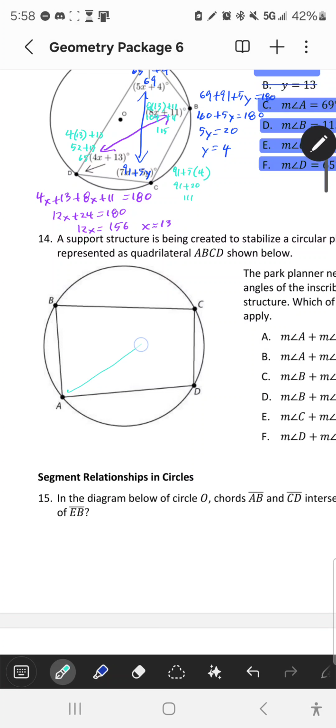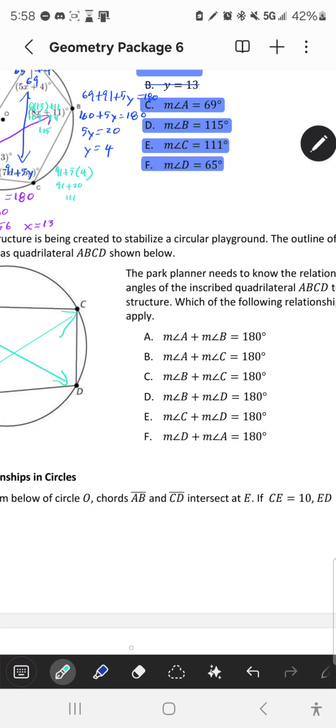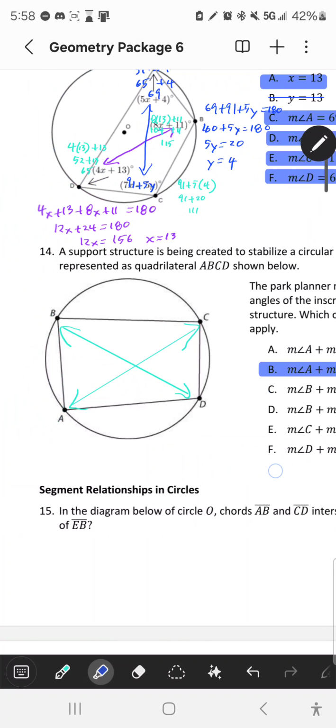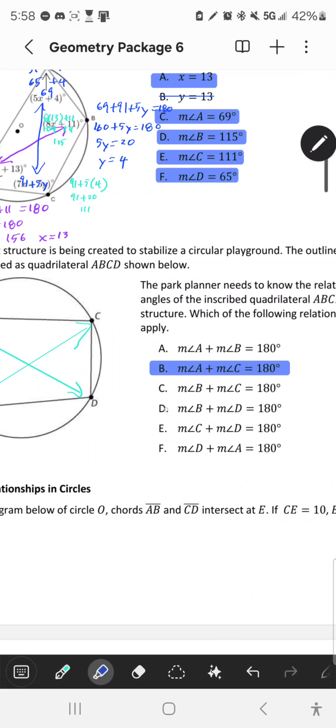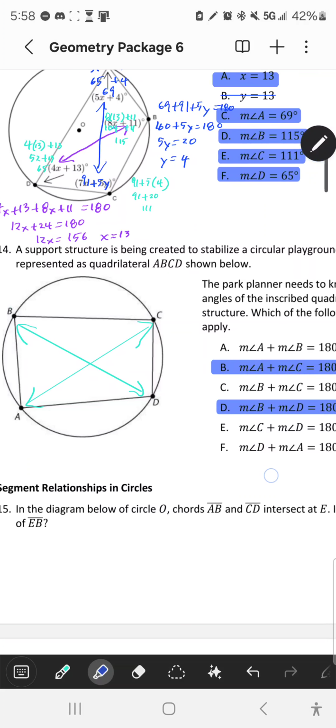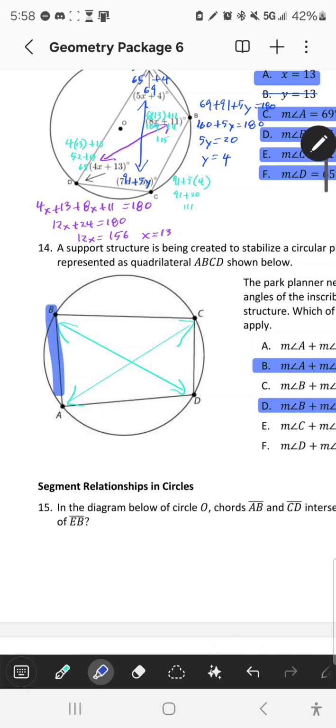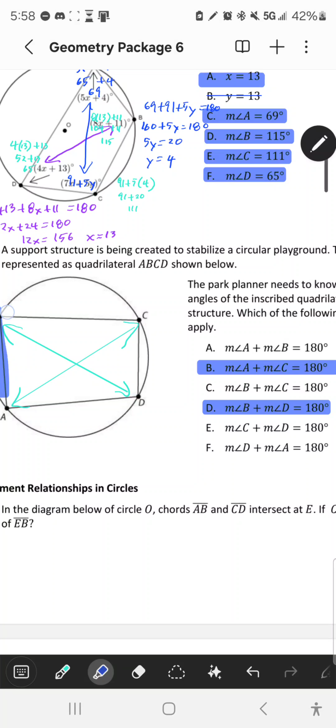So basically, we draw the right line and we see they add up to 180, the opposite ones. So it's A with C, we have it here, and it is D with B, which we have here. The other ones are incorrect. A doesn't go with B, B doesn't go with C, C doesn't go with D, and D doesn't go with A.